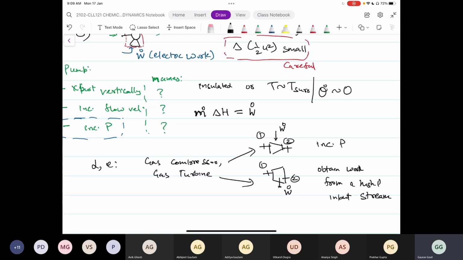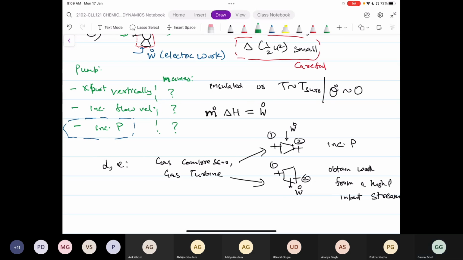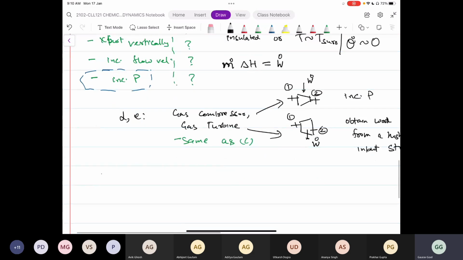The energy balance would be, and both of these we can typically take to be insulated, or heat loss negligible, because of other reasons. Again, the energy balance would be the same as C. Okay. Same as part C. Now let us come to the last one, or maybe two, throttle valve, F.